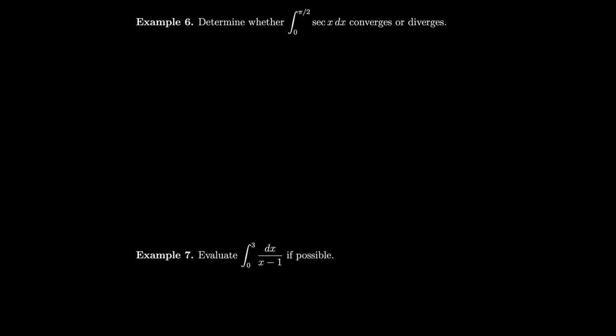Let's determine whether the integral of secant converges or diverges from 0 to pi over 2. Notice that this integral is improper because the limit as x approaches pi over 2 from the left of secant is equal to infinity. Remember secant's 1 over cosine, so that's undefined at pi over 2. We approach from the bottom, which is from the left. So that means that our integral from 0 to pi over 2 of secant of x dx is improper.